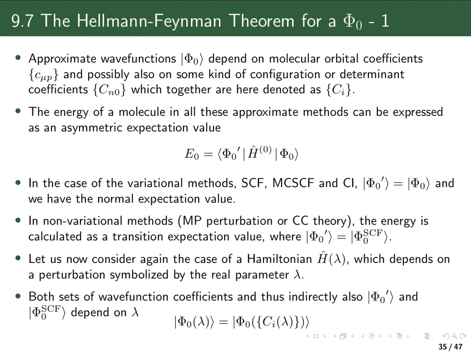Now let us again consider a Hamiltonian which depends on some real parameter lambda. That can be a change in the coordinate, or the strength of an external field, for example. Now, if the Hamiltonian depends on this parameter lambda, then of course the wave function will depend on it. For the kind of wave function we looked at, this dependence arises because the wave function parameters, these coefficients C, the molecular orbital coefficients and the determinant coefficients, depend on lambda, which is denoted in this way.